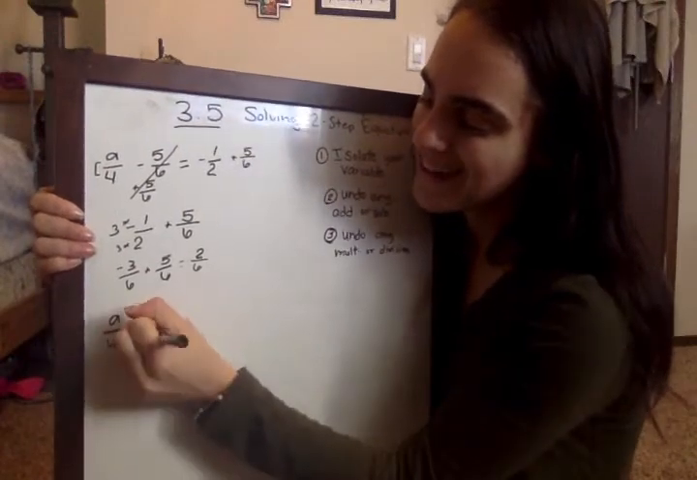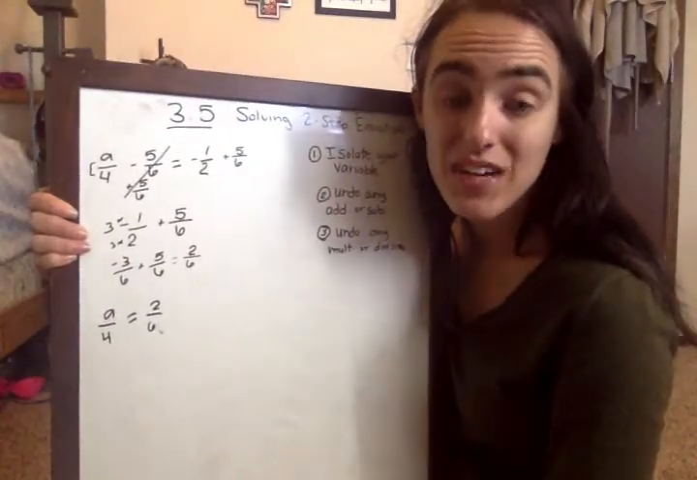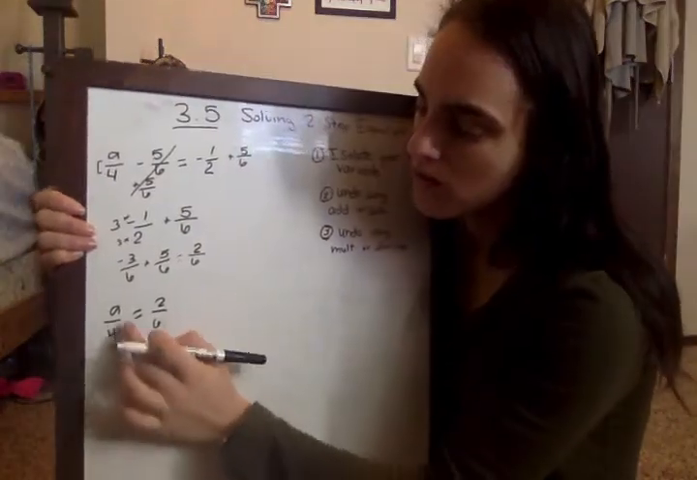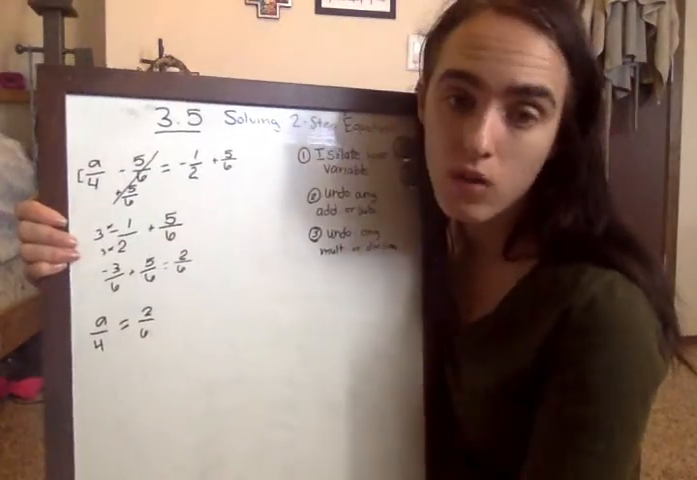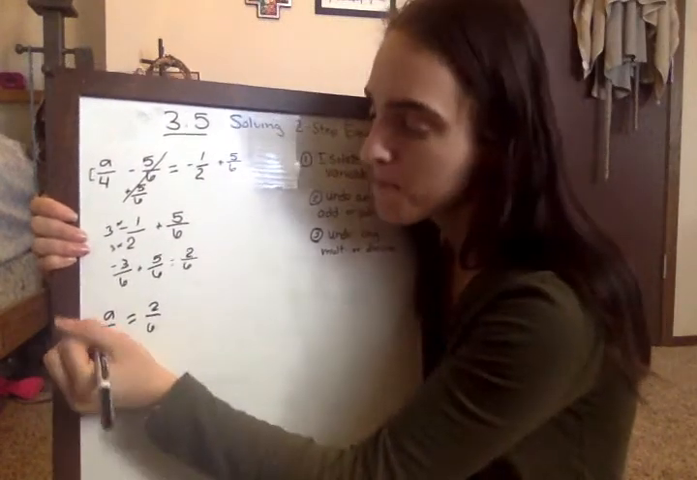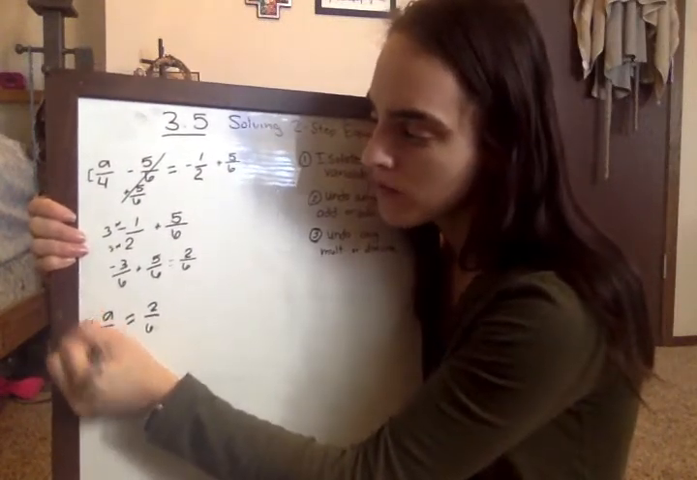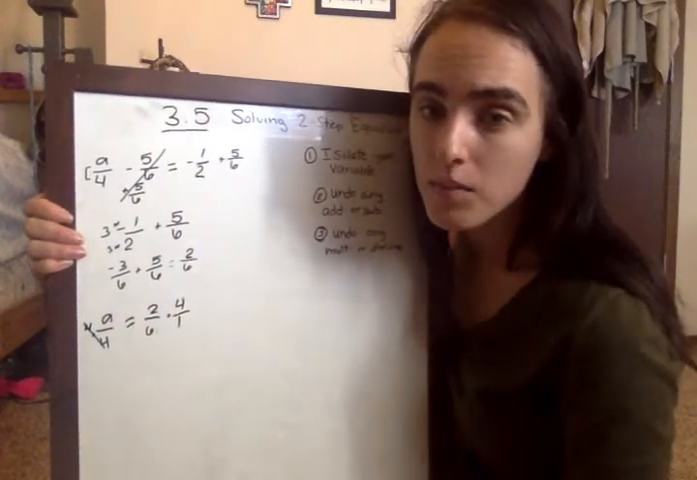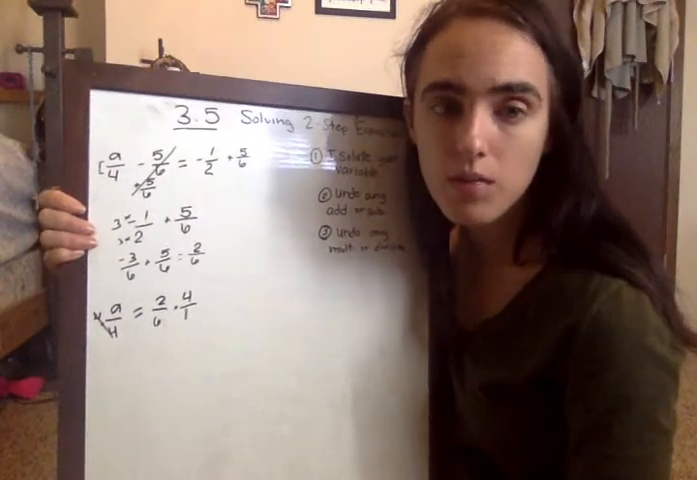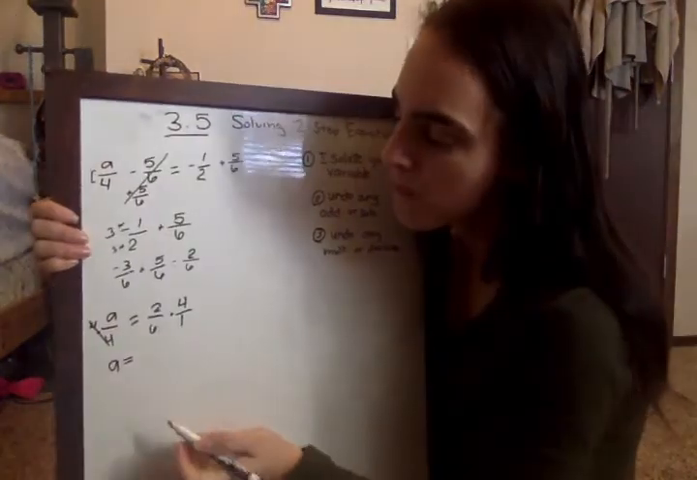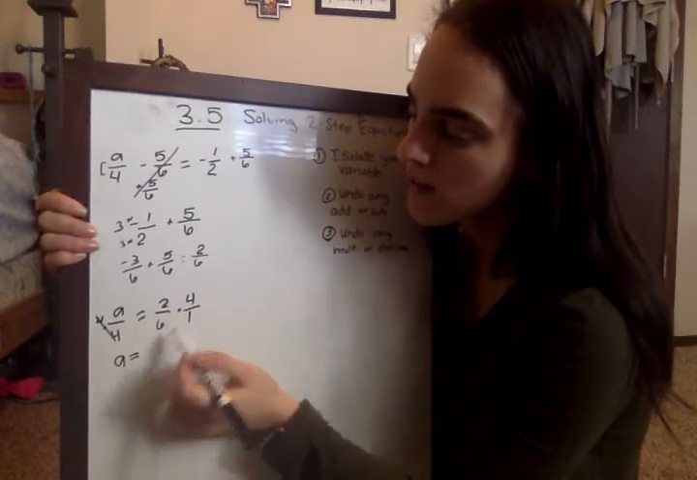Now, we need to undo any multiplication or division. And I told you a is being divided by 4. So how do we undo division? We multiply. So we're going to multiply by 4. Remember, you can make a whole number a fraction by adding it over 1. So a is equal to 2 over 6 times 4 over 1.